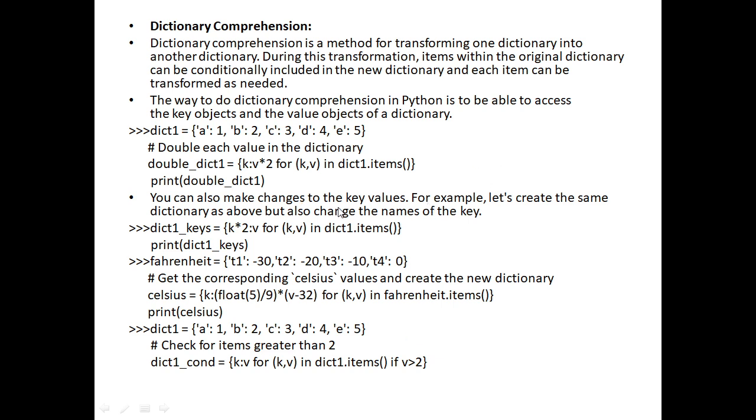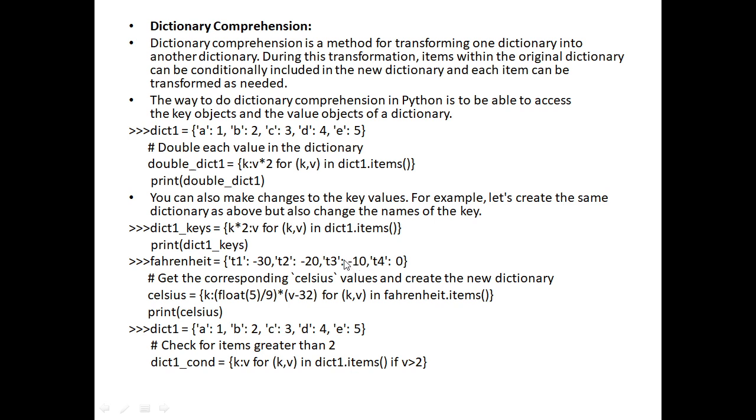So this is about dictionary comprehensions. Here we have an example to do modifications on key also. You can do, but it is not that much required to do operations on key. And if you want to do some calculations also, you can do. Here we have an example. We have one dictionary to represent temperature in Fahrenheit. Temperature T1 is having minus 30, T2 is having minus 20, T3 is having minus 10, and T4 is having 0. Here I need to get the Celsius based on the given temperature in Fahrenheit.